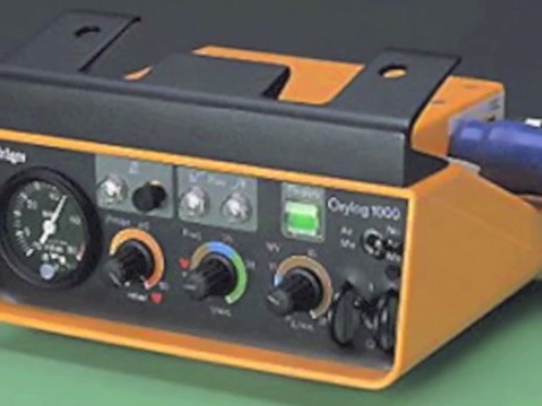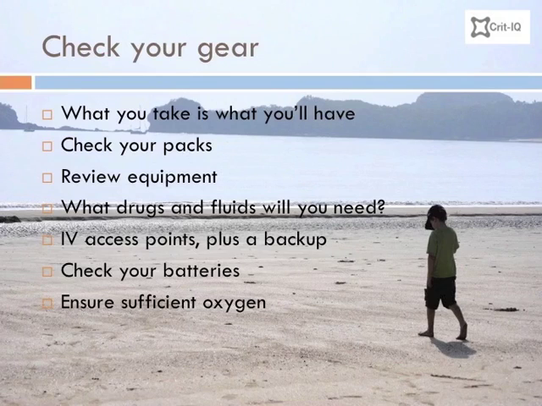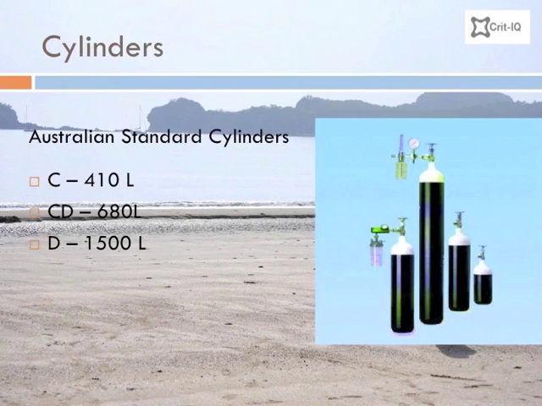Some ventilators, such as the Oxylog 1000 or the Bird Avian, are powered by the pressure of the oxygen cylinder instead of batteries and consume significantly more oxygen than is delivered to the patient. You should calculate how much oxygen will be consumed to obtain a guide to how long you can ventilate your patient. As a general rule of thumb, take at least 50% more oxygen than you estimate you will consume. Be aware of the size of cylinder you take, as standards vary in different regions.